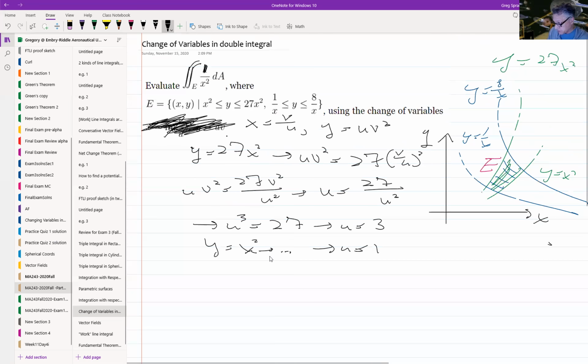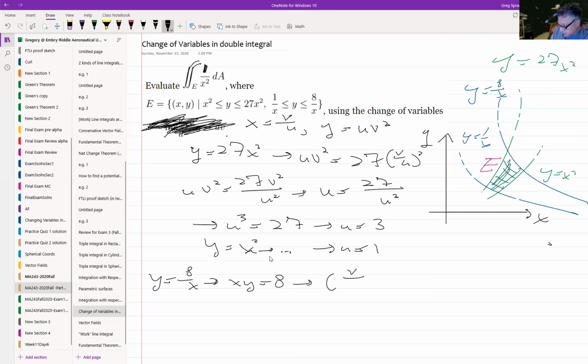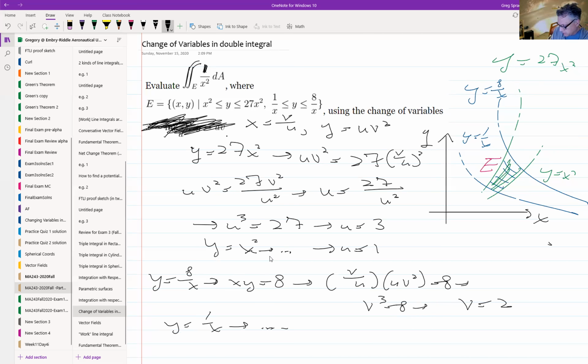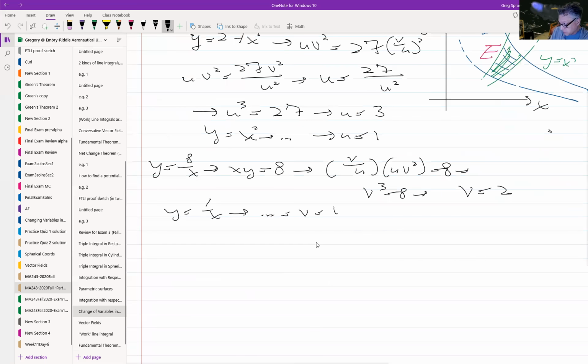One of the other sides is y equals 8 over x. I don't like fractions, so I'll rewrite that as xy equals 8, and replace the x with v over u, and y with uv squared. I get v cubed equals 8, so v equals 2. You do something similar with y equals 1 over x, you get v equals 1. So u goes from 1 to 3, and v goes from 1 to 2. So in the UV plane, the domain is a nice rectangle.